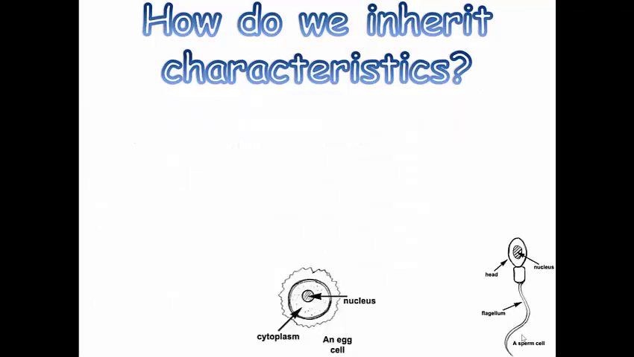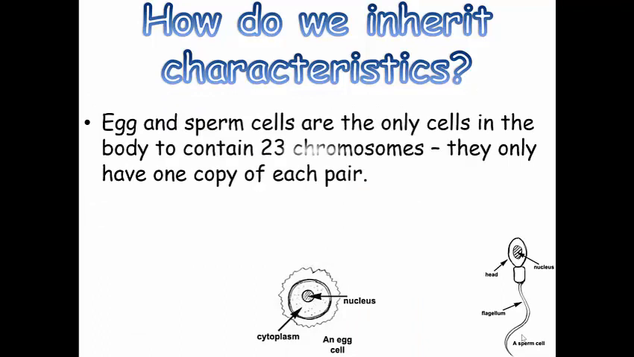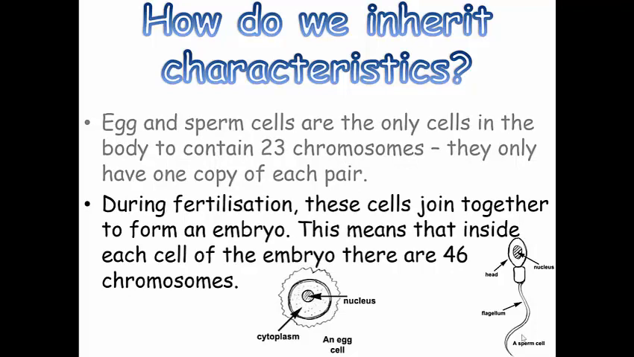Okay, so if we have a look at an egg and a sperm, they are the only cells in the body to have 23 chromosomes. So they have one copy of each pair. So they will have half of the amount of DNA that any other cell has, and when they come together, that creates the 23 pairs and 46 chromosomes, so you get a full set of DNA. If your egg and sperm didn't have half the amount of normal body cells, that would mean that the offspring would have twice as much DNA as they needed, and that could mean all kinds of problems for that embryo.